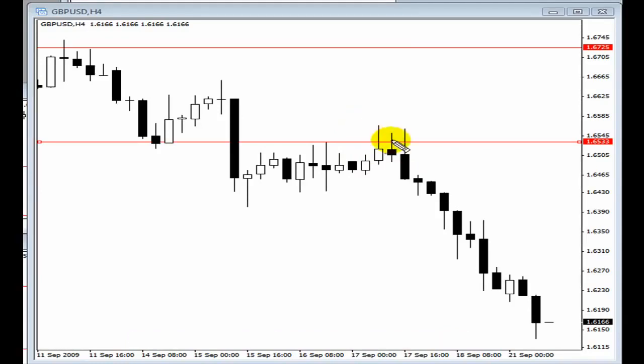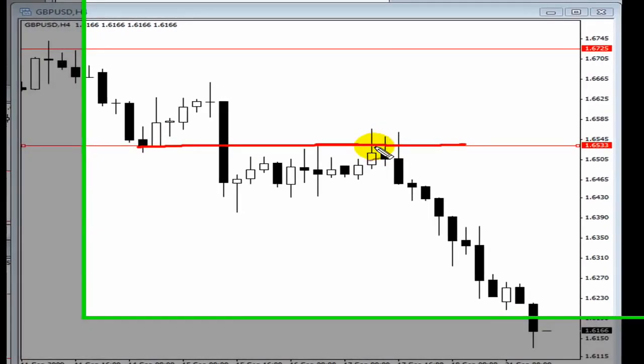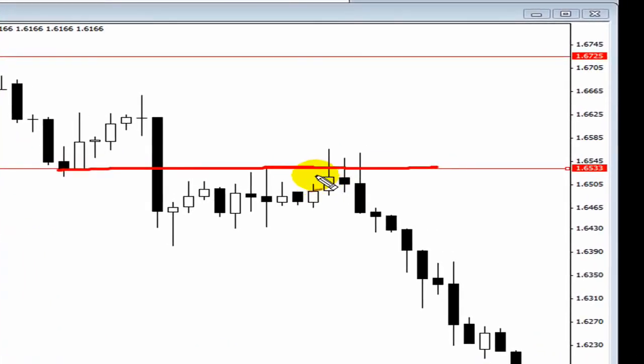Now when I see these rejections, I want to see the market closing off the line. Now when I say closing off the line, if this is the key level and the market moves through and rejects the level, that is a very high probability entry trigger for me. I don't want to see the market move through and close.